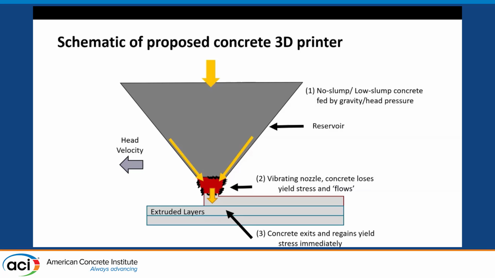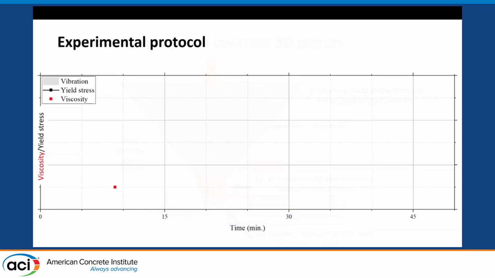So the schematic. The basic idea when we were working on this, how it all started off, was to have very stiff concrete going in, and then use whatever method to get it to the nozzle. I say whatever method because you can have a pressure head, you can vibrate it to get it to reach the nozzle. Once the stiff concrete reaches the nozzle, you vibrate the nozzle. There's an instantaneous change in the yield stress of the concrete and it can flow out. Once it comes out, there's no more vibration and it should regain its no slump or low slump characteristics and be able to hold its own shape. This was the working idea. So this was my experimental protocol.